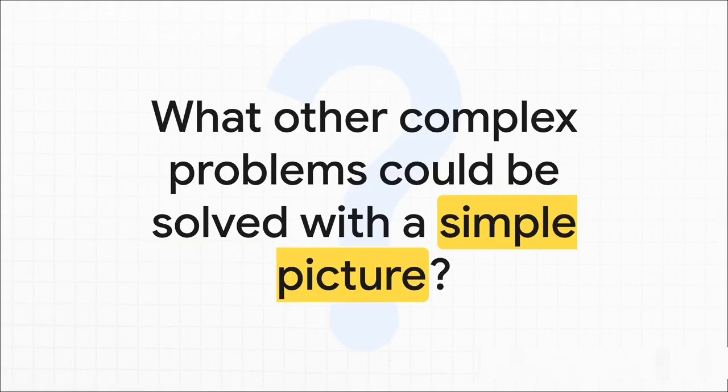When you boil it all down, the Karnaugh map is just this beautiful example of how powerful visual thinking can be. It takes a problem that's abstract, that's easy to mess up, and it transforms it into an intuitive visual puzzle that anyone can solve. And that kind of leaves you with a final thought, right?